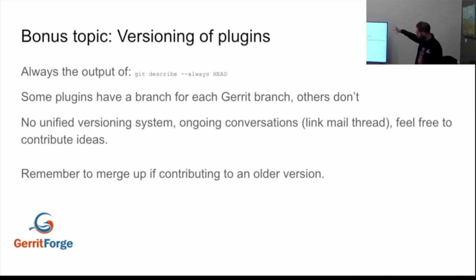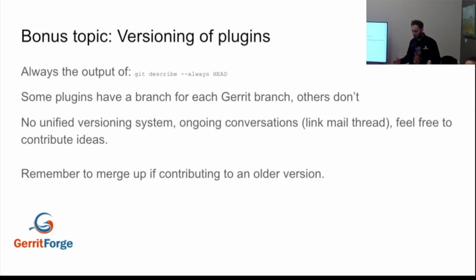Remember, one of the important things is plugins don't necessarily have a branch for each Gerrit branch. So if I write a simple plugin that's compatible with most versions of Gerrit, I'm not going to bother creating a different branch for each version of Gerrit. But say that it breaks between 3.8 and 3.9, then I need to branch my plugin at 3.8 and then create a new 3.9 version.